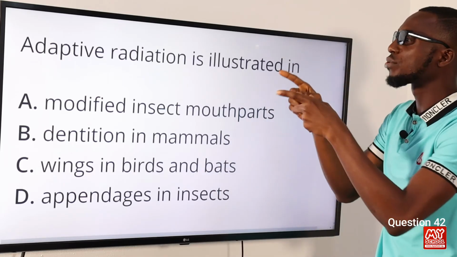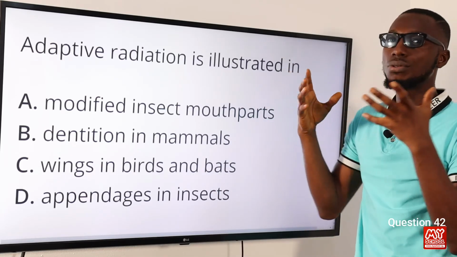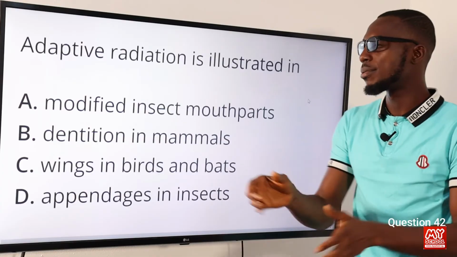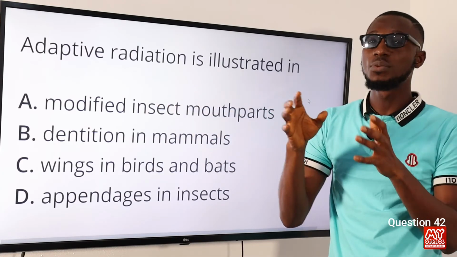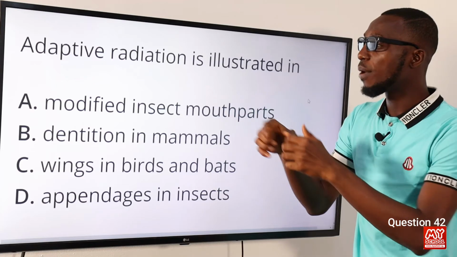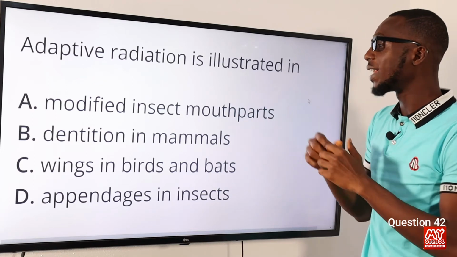So when you come back to adaptive radiation, you talk about form follows function. So this is what actually brings out what we are looking for. So the viable option here is option A for modified insect mouthparts.